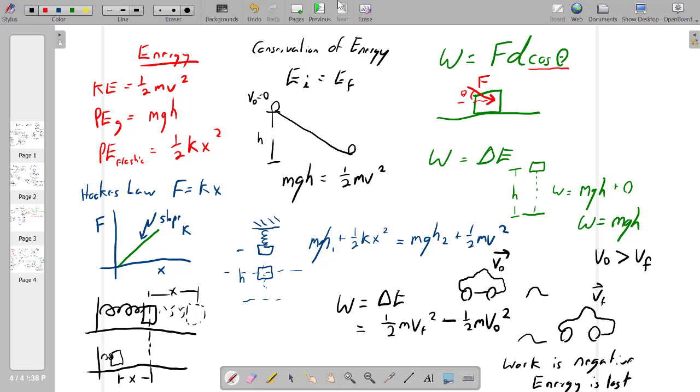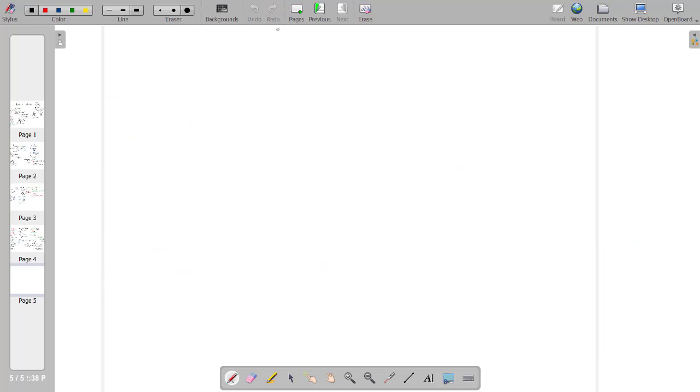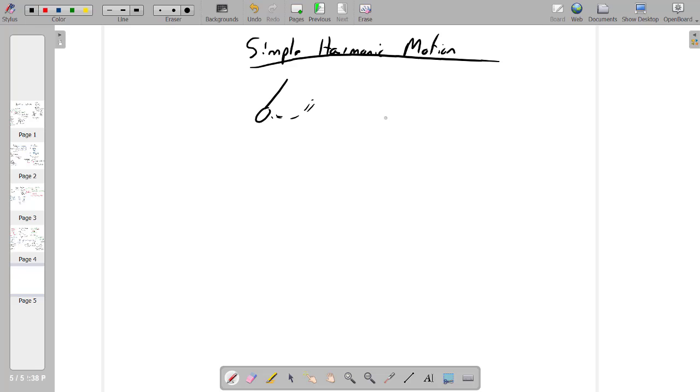Okay, going to move on now. Since we're talking about springs, let's go to simple harmonic motion. So simple harmonic motion, that's a spring going back and forth or a pendulum going back and forth. Or a spring going up and down. That's simple harmonic motion.